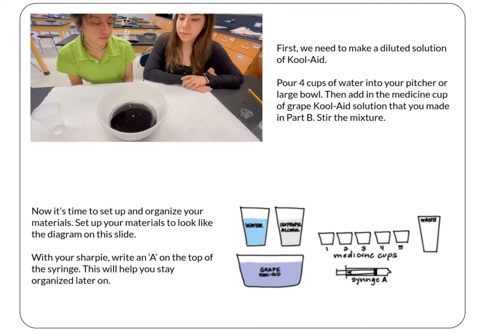Once you stir your new grape Kool-Aid solution together, it's time to set up and organize your materials for the rest of the experiment. You want to make sure your setup materials look like the diagram on this slide. With your Sharpie, make sure to write an A on the top of your syringe. This is going to help you stay organized later on in the experiment.